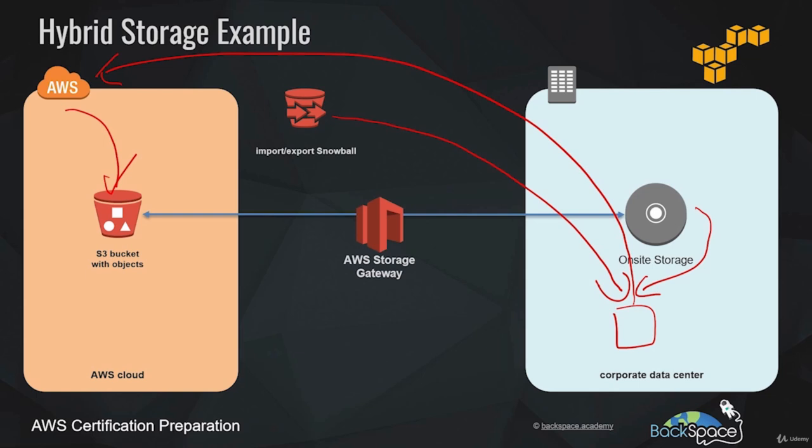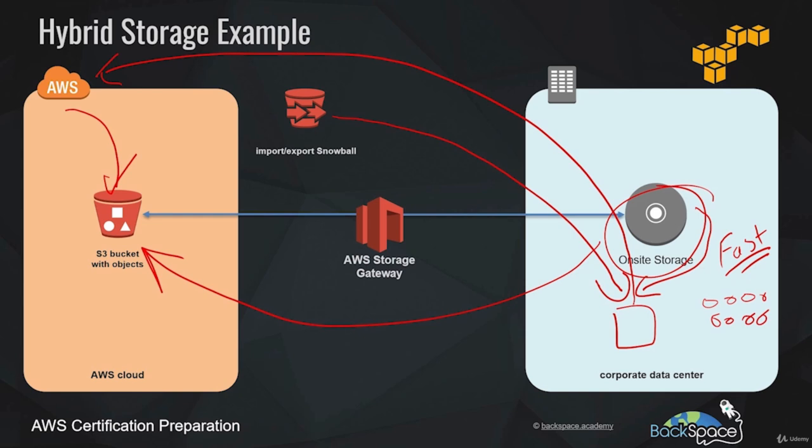What it will do is take your popular content, your content that is frequently accessed, and store copies of that in your on-site storage. But at the same time, it will store all of that data in an Amazon S3 bucket for you. So you've got the advantage of all of the durability and availability of Amazon S3 as a disaster recovery solution, but at the same time, you've got high-speed access to your data, which is cached in the corporate data center.